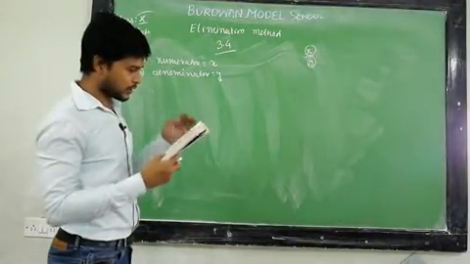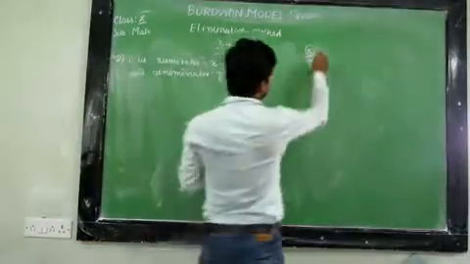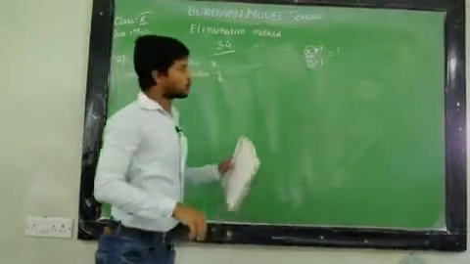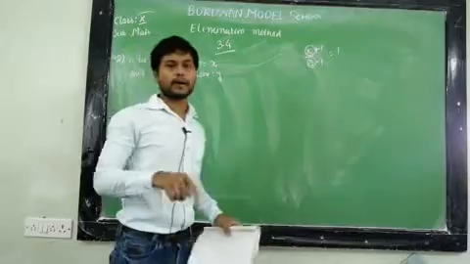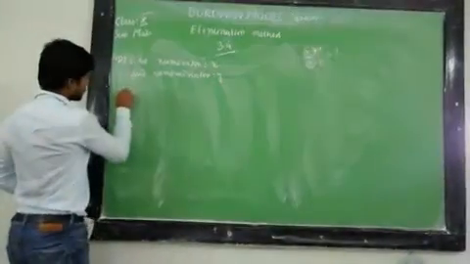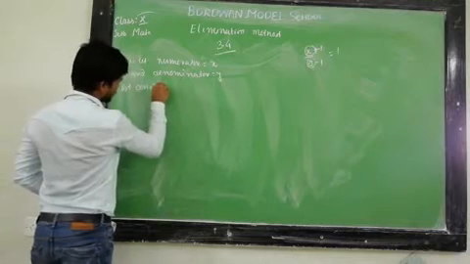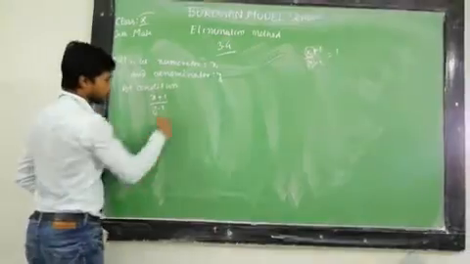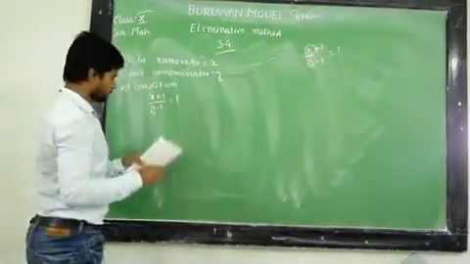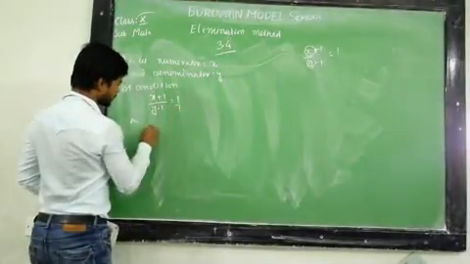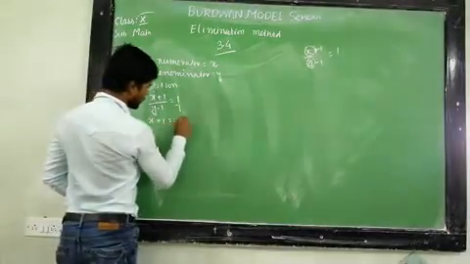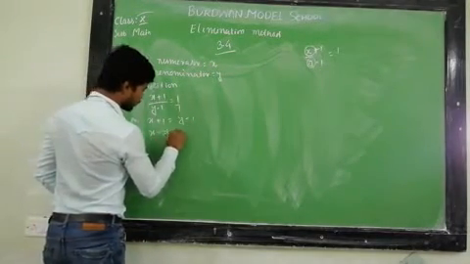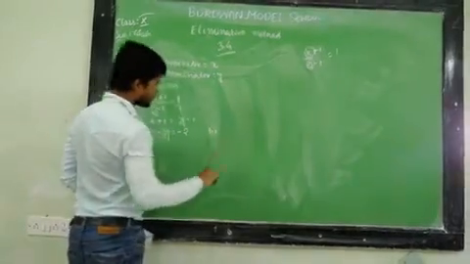Now the first condition says that if we add 1 to the numerator and subtract 1 from the denominator, then the fraction becomes 1. So the first condition will be x plus 1 by y minus 1, that is equal to 1. So add 1 to the numerator and subtract 1 from the denominator, the fraction becomes 1. Now do the cross multiplication. So x plus 1 is equal to y minus 1, or x minus y is equal to minus 2. This is our equation number 1.